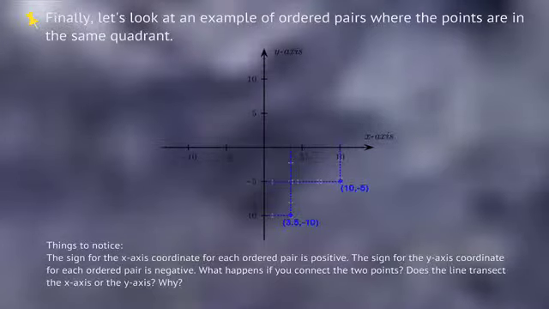Finally, let's look at an example of ordered pairs where the points are in the same quadrant. The sign for the x-axis coordinate for each ordered pair is positive. The sign for the y-axis coordinate for each ordered pair is negative. What happens if you connect the 2 points? Does the line transect the x-axis or the y-axis? Why?